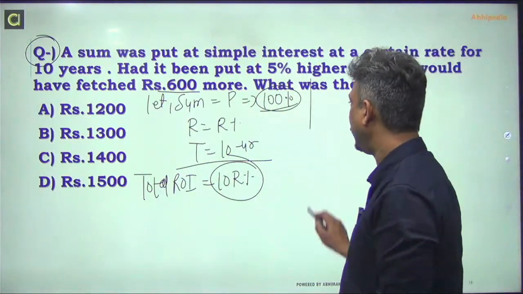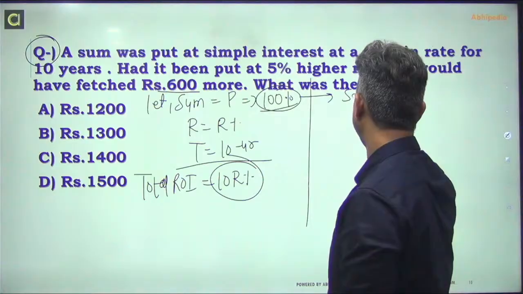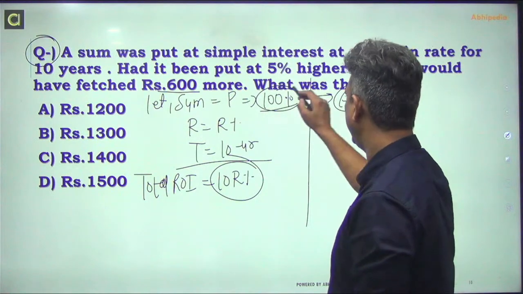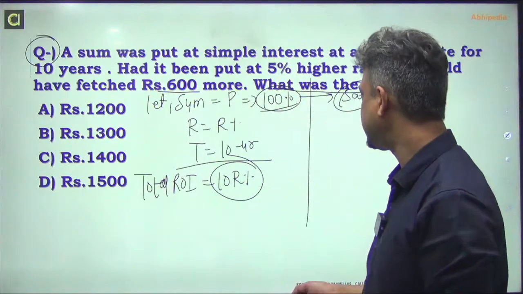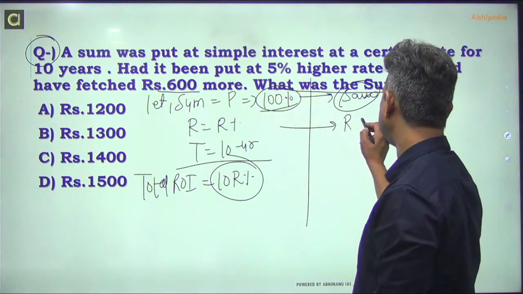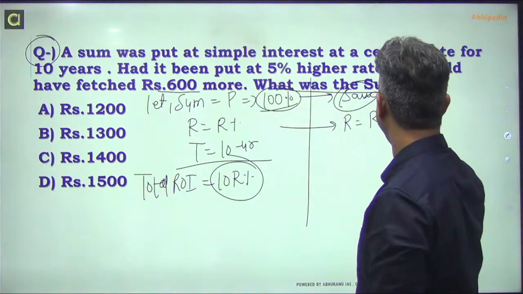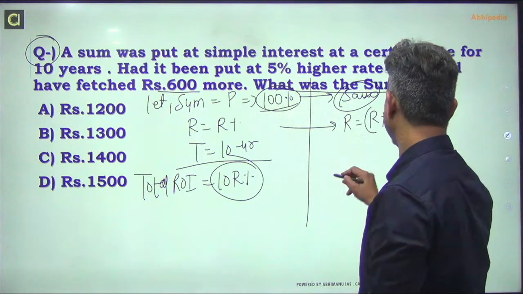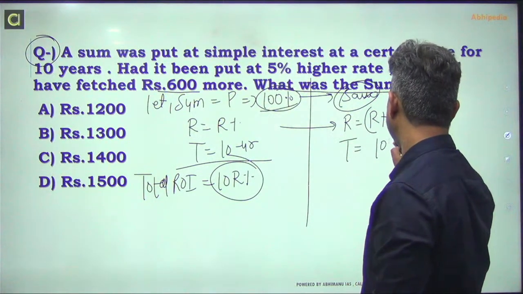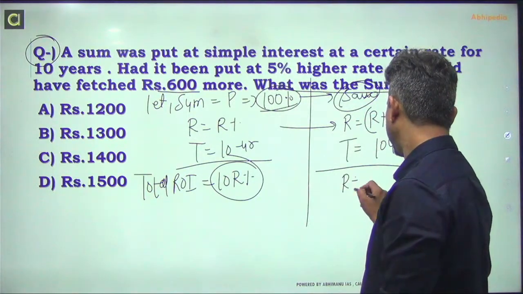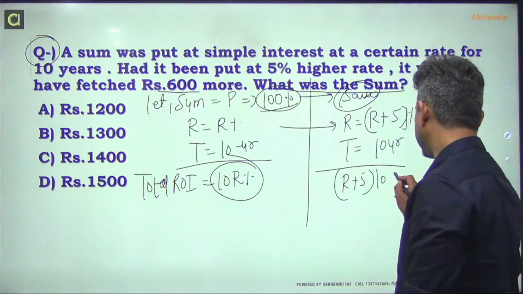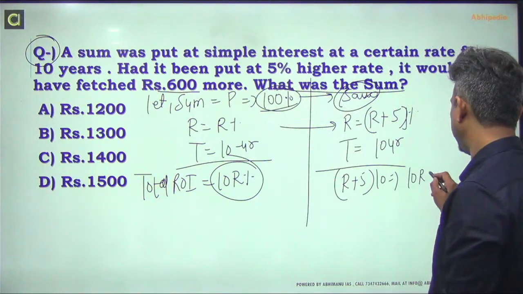Now what about the next case? The sum is the same. The sum will be the same for both cases. What is the rate now? It is R plus 5%. Time is 10 years. So what will be the total rate of interest? It is (R plus 5) multiplied by 10, that is 10R% plus 50%.